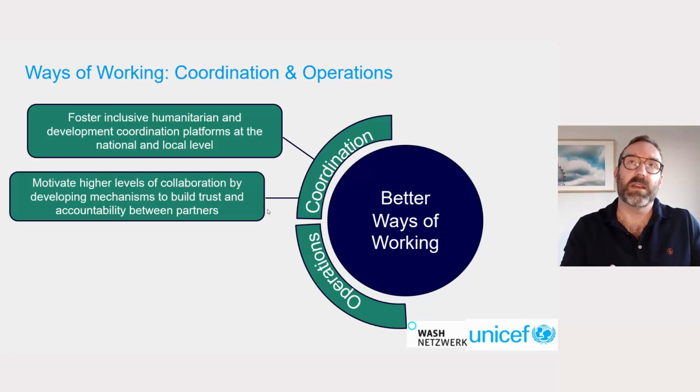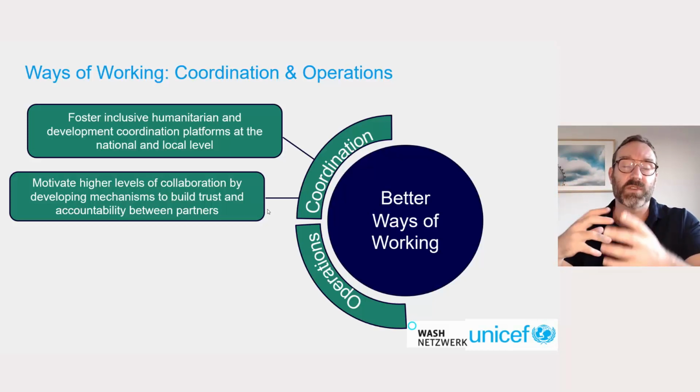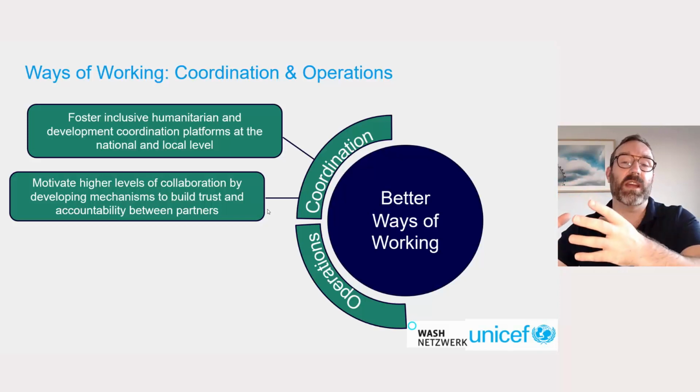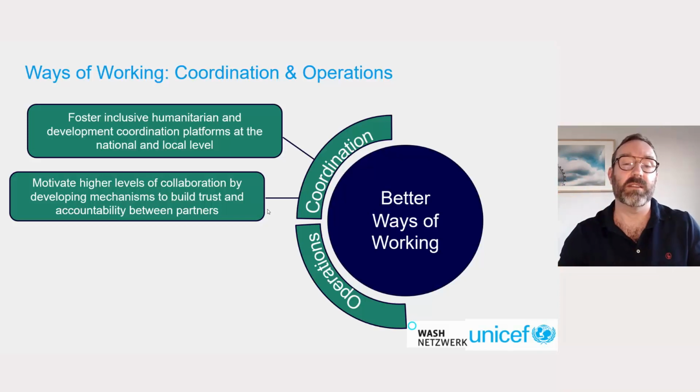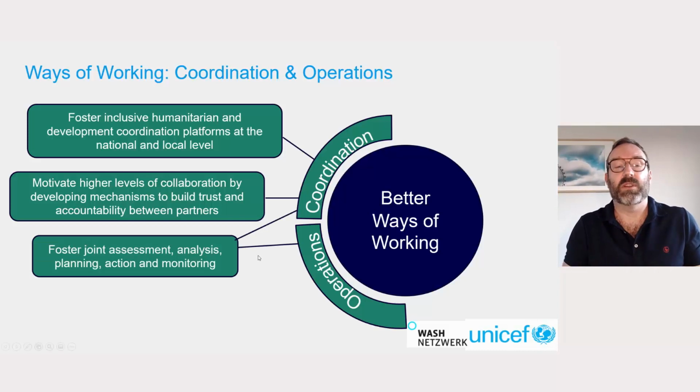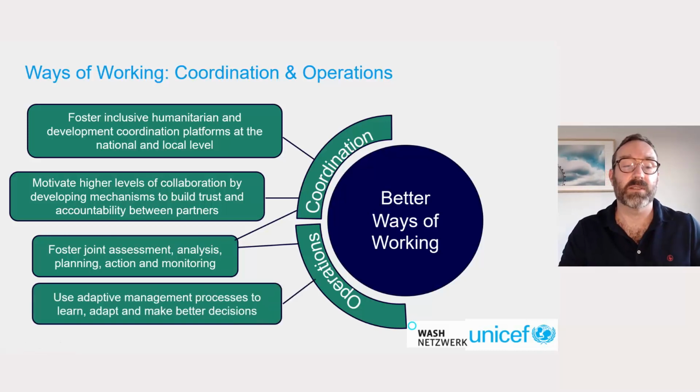So this could be sharing information like in a coordination system, to working towards higher levels of collaboration and trust where resources are shared and there are a number of joint activities that occur between partners. And this leads to the next point, which is really fostering joint assessment, analysis, planning, action, and monitoring as being a core part of working on the triple nexus to ensure that there's cohesion in programming as well. Using adaptive management processes to learn, adapt, and make better decisions.